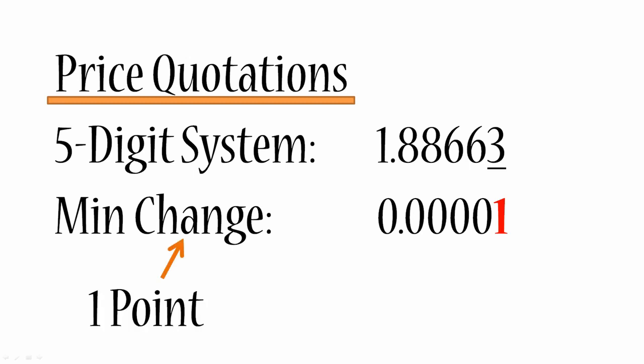So the minimum change is still called 1 point. Minimum change is always called 1 point. Now the value on the right, 0.00001, has been labeled with the name pipette. Once again, let's keep these things separate. 1 point is the minimum change, and 1 pipette is always equal to 0.00001. In this case, it just so happens that the minimum change is equal to 0.00001, and that means 1 point is equal to 1 pipette, and that's always the case for 5-digit price quotations.